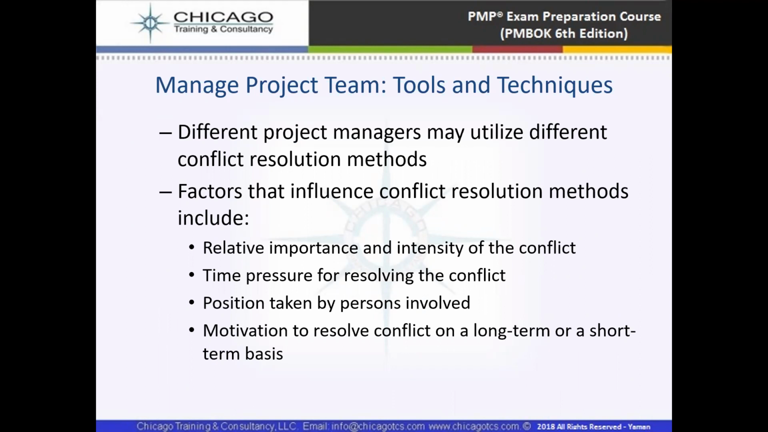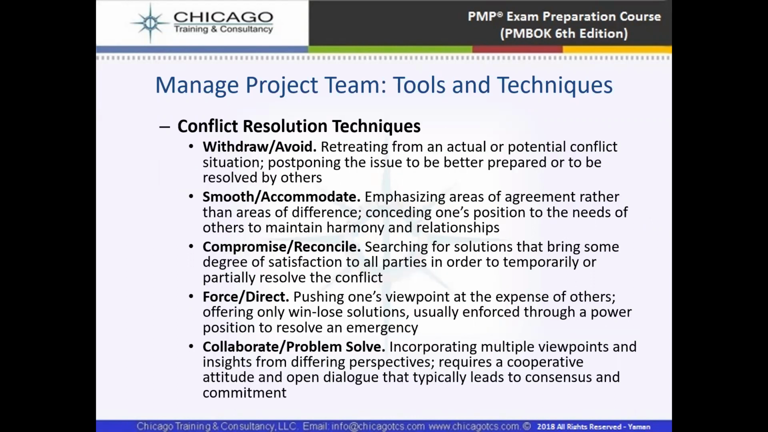Factors that influence conflict resolution methods include the relative importance and intensity of the conflict, time pressure for resolving the conflict, the position taken by persons involved, and motivation to resolve the conflict on a long-term or short-term basis. And we have conflict resolution techniques, which start with withdraw and avoid. It means retreating from an actual or potential conflict situation, postponing the issue to be better prepared or to be resolved by others.